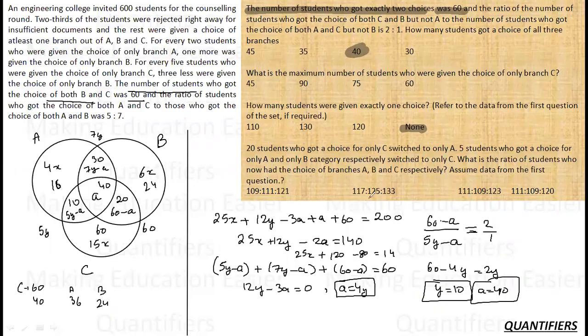24. उसके बाद बोलते हैं 5 students who got the choice in only A and only B switched to only C. तो यहाँ से 5 चले गए यहाँ और यहाँ से भी 5 चले गए यहाँ. So C became 50, A became 31 and B became 19. The data is modified.